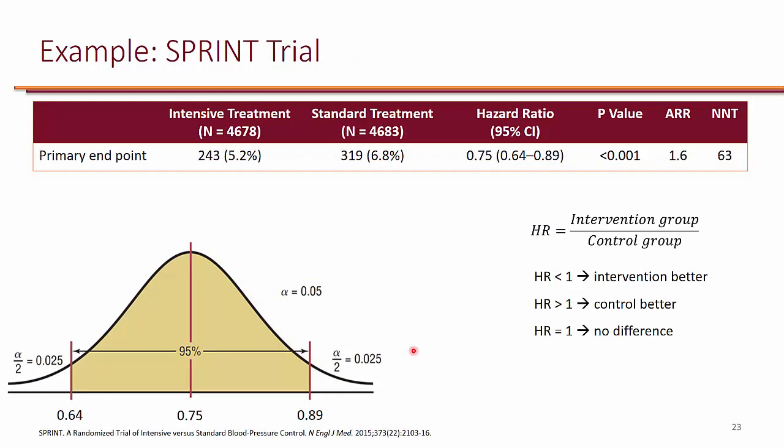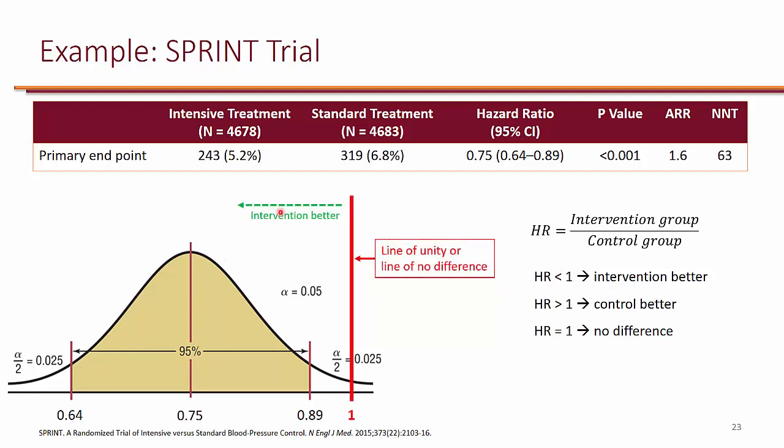When it comes to hazard ratio, as I mentioned, hazard ratio is also a ratio, so it's a ratio of intervention to control. Now it's a little more complicated than this when they actually calculate it, but in order to be able to interpret it, all you have to keep in mind is that it's just a ratio. So you interpret it the same way. If it's less than 1, the intervention group is better, or if it's greater than 1, your control group is better. And again, you have 1 as your line of unity or line of no difference.